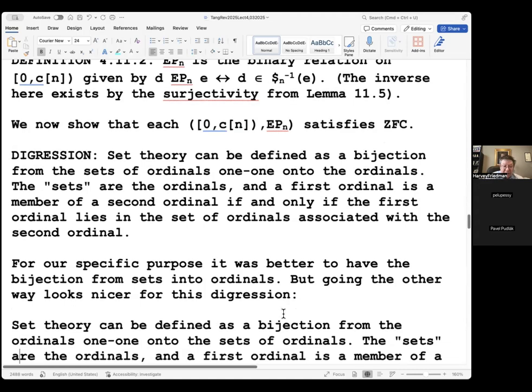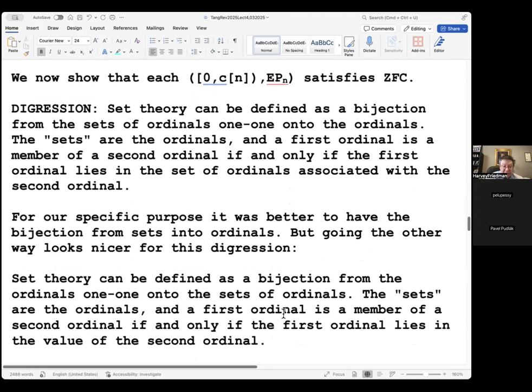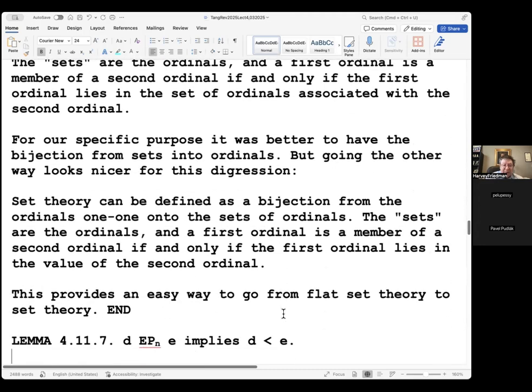So let's change the digression. It's trivially the same. Set theory can be defined as a bijection from the ordinals one-to-one onto the sets of ordinals. Now, when I say sets of ordinals, I'm not including classes of ordinals. These are bounded. The sets are the ordinals, and a first ordinal is a member of a second ordinal if and only if the first ordinal lies in the value of the second ordinal.